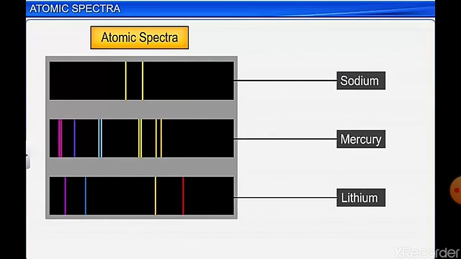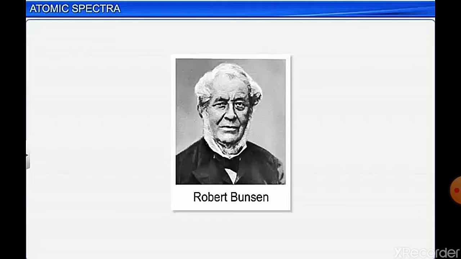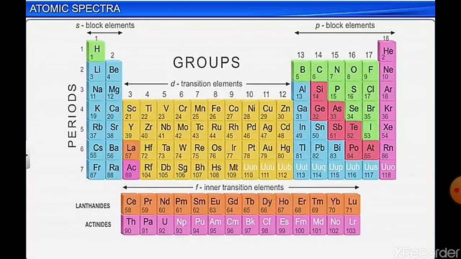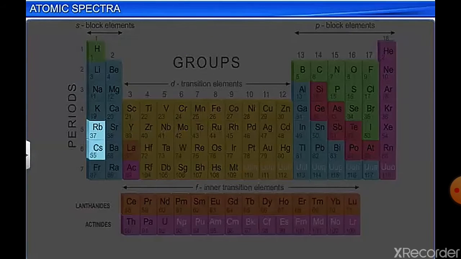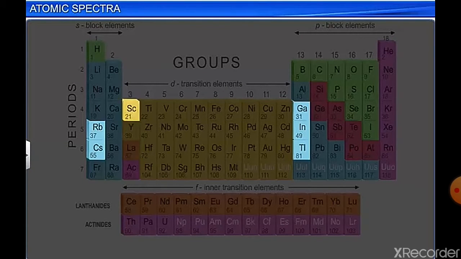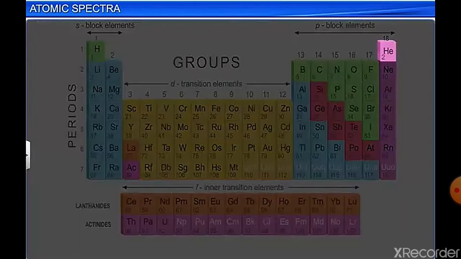From its emission or atomic spectrum, we can detect which atom it is, because all atoms have their own specific emission spectra, and Robert Bunsen was the first to identify different atoms on the basis of atomic spectra. Elements like rubidium, cesium, helium, indium, gallium, scandium, etc. were understood and analyzed from their minerals by studying their atomic spectra.